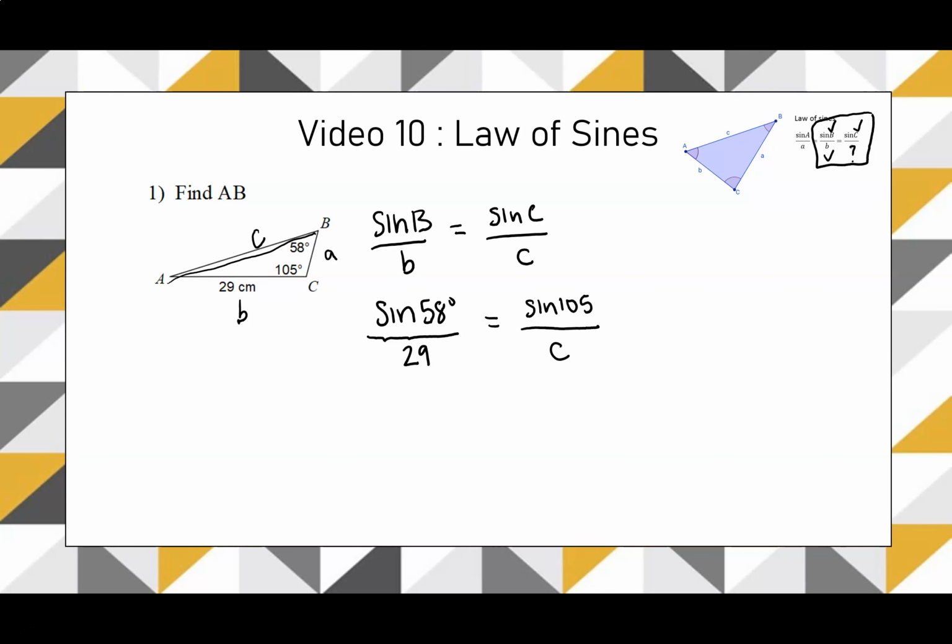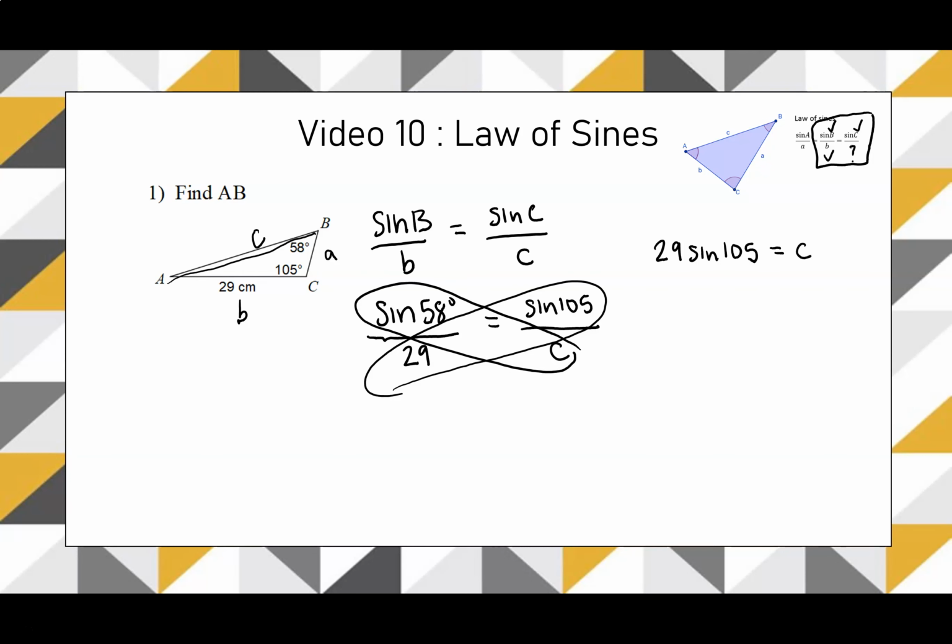Again, I just want to emphasize this enough. We have 3 out of the 4 pieces of information. So let's go ahead now and cross and solve. We're going to cross here. That's going to give me 29 sine of 105 equals, and then we're going to have c. I like to put c first. c sine 58. And now if I'm solving for c, I want to divide by the thing that it's being multiplied by. So I want to divide by sine of 58.